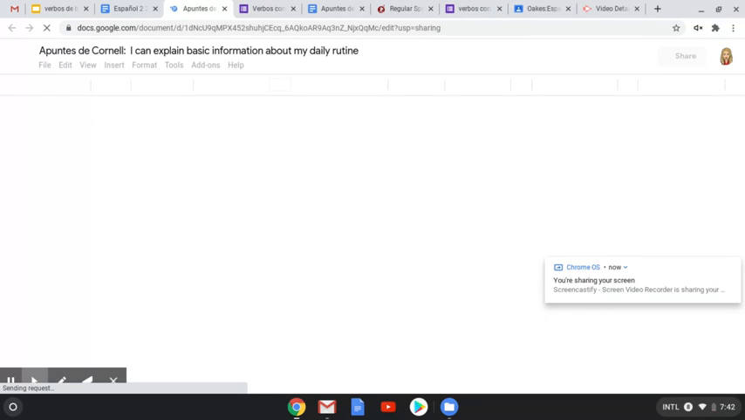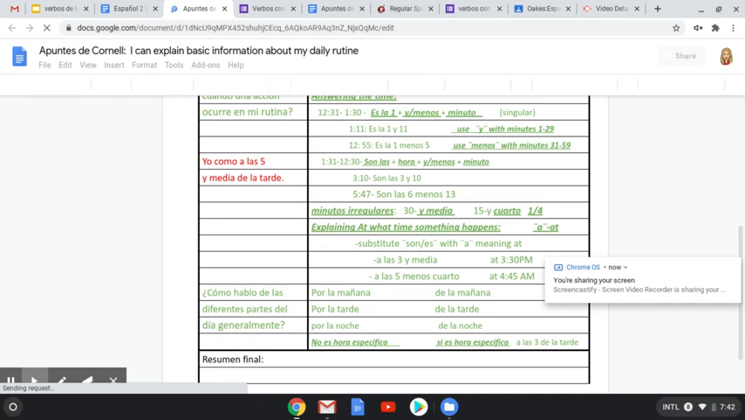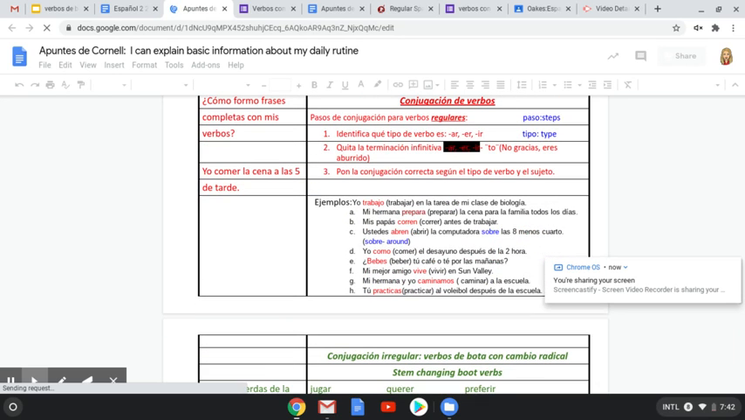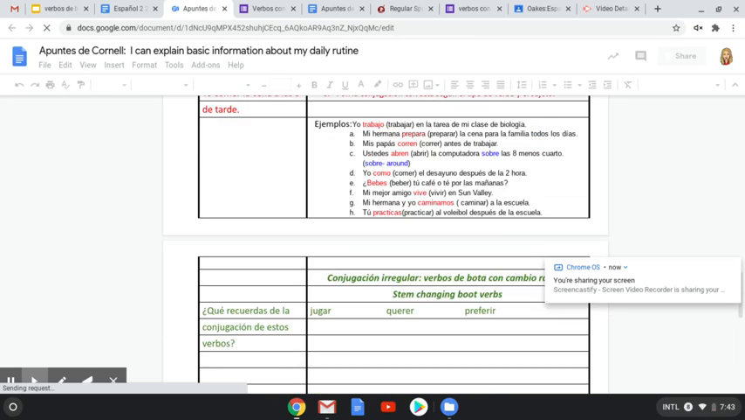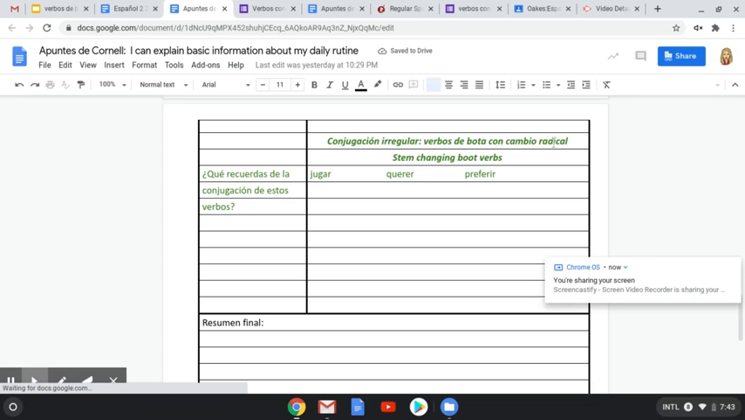Okay, so if you haven't done this already, you guys need to prepare the notes for today that we're going to take. We're continuing on with our daily routine verbs, and we're passing regular verb conjugation that we should already have in our notes, and we're continuing on to conjugación irregular con verbos de bota con cambios radicales, okay? These are referred to as stem-changing boot verbs.